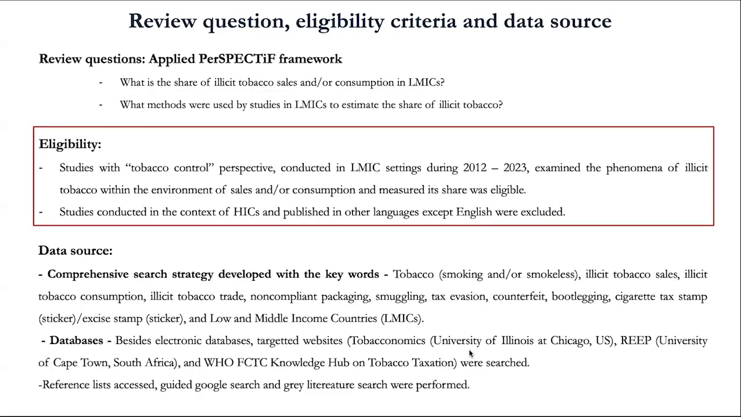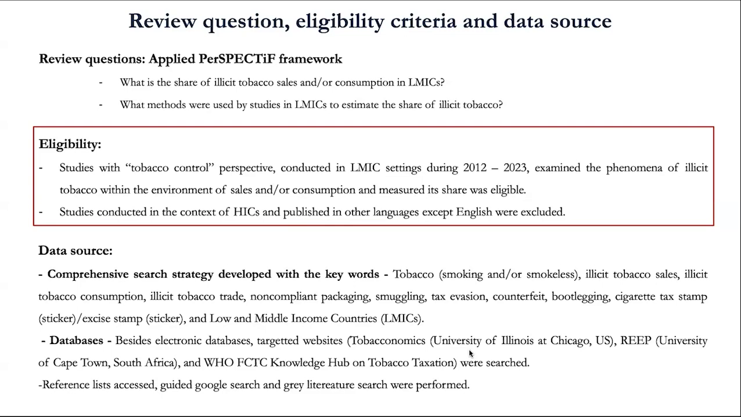Now, moving on to the review question. Considering the exploratory nature of this topic, I used the PICOS-style perspective framework to formulate the review question and define the eligibility criteria. There are two review questions that I tried to address. The first was, what is the share of illicit tobacco sales and/or consumption in the LMICs? And the second question was, what methods were used by studies in LMICs to estimate the share of illicit tobacco?